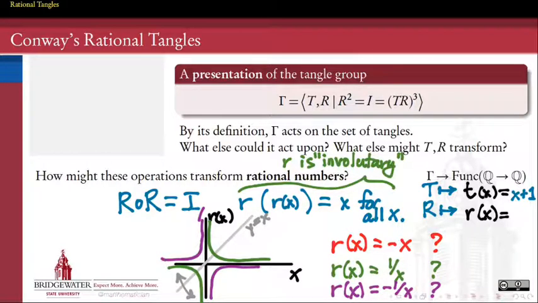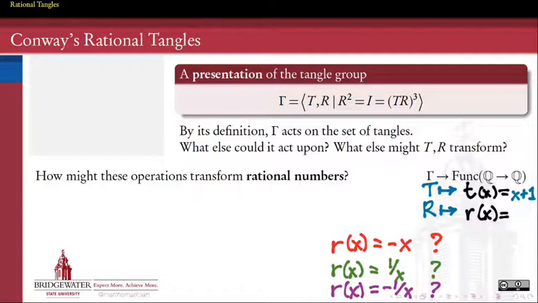So to figure out which one of these we want, I think what we need to do is return to some of the tangles that we started out with today and figure out if, for example, we can make TR cubed equal to the identity. So TR cubed of x needs to equal x for all x. So let's just figure out what TR is for each of these examples. So if R of x is minus x, and I do TR, in other words, that's first apply T and then apply R.